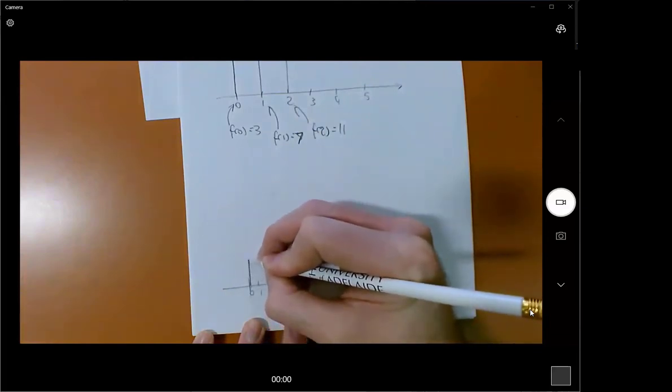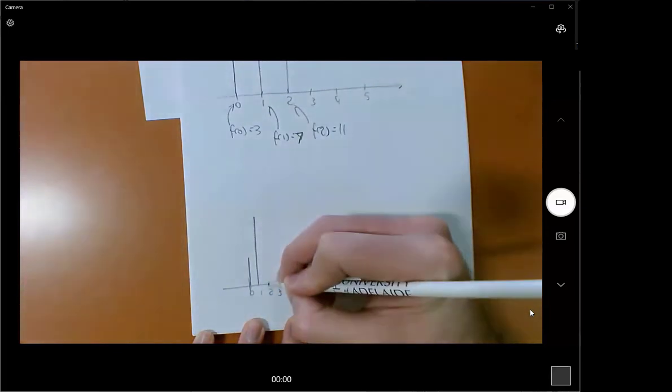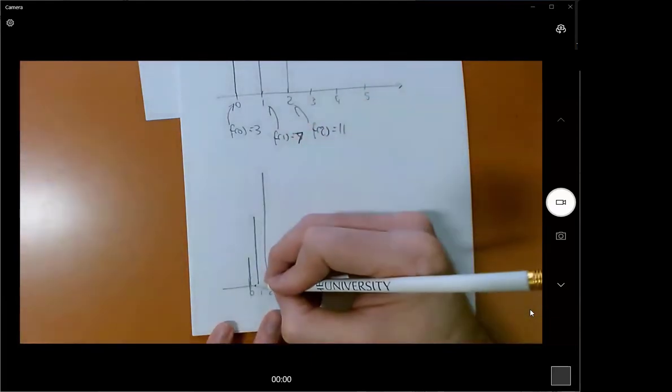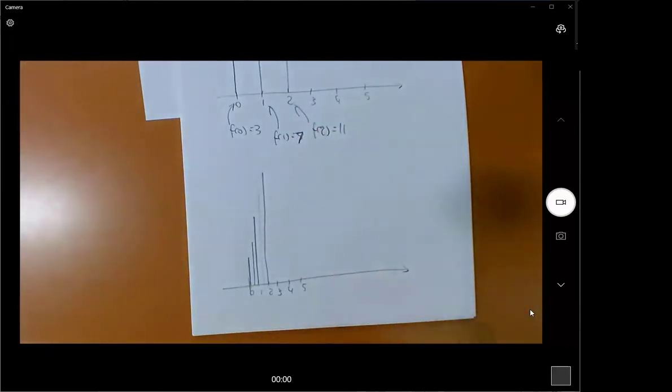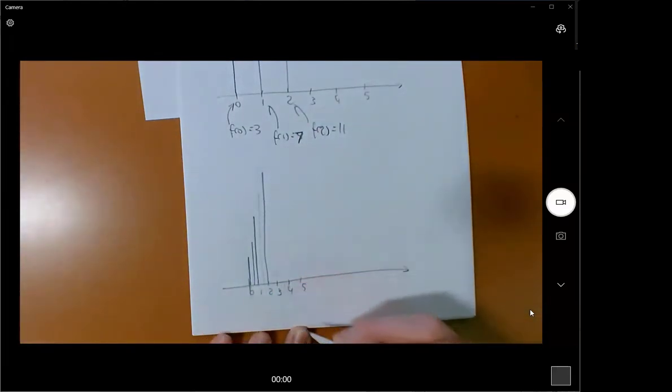So 3 was this height, 7 was this height, 11 was this height, and so on. And I can imagine that at a half it was 5, and I can imagine them all as heights. And if the answers were negative numbers, I would have to imagine them as depths that go downwards. And that's lovely, but sometimes a bit confusing.